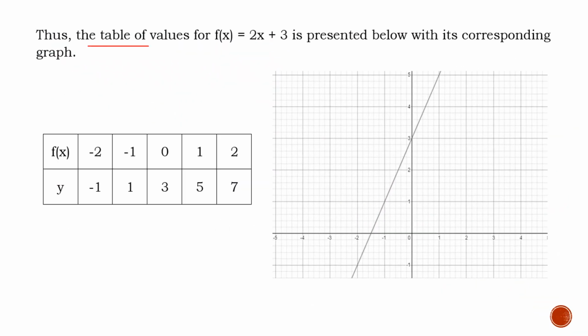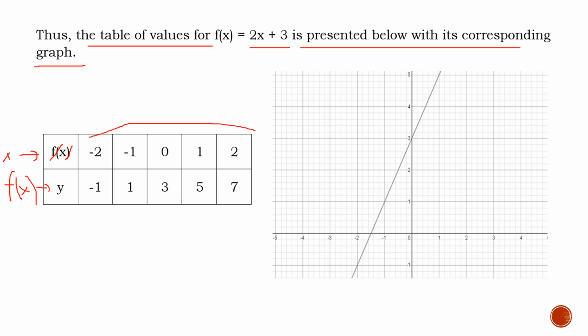So the table of values where f of x is equal to 2x plus 3 is presented below with its corresponding graph. As you can see, this will be the complete value for your x and y. It's a typographical error; it's simply your x value. Then this will be your f of x, or simply your y value or your range. The upper values in your table are your domain, or x values, and the lower values in your table are your range, or y values, or f of x.